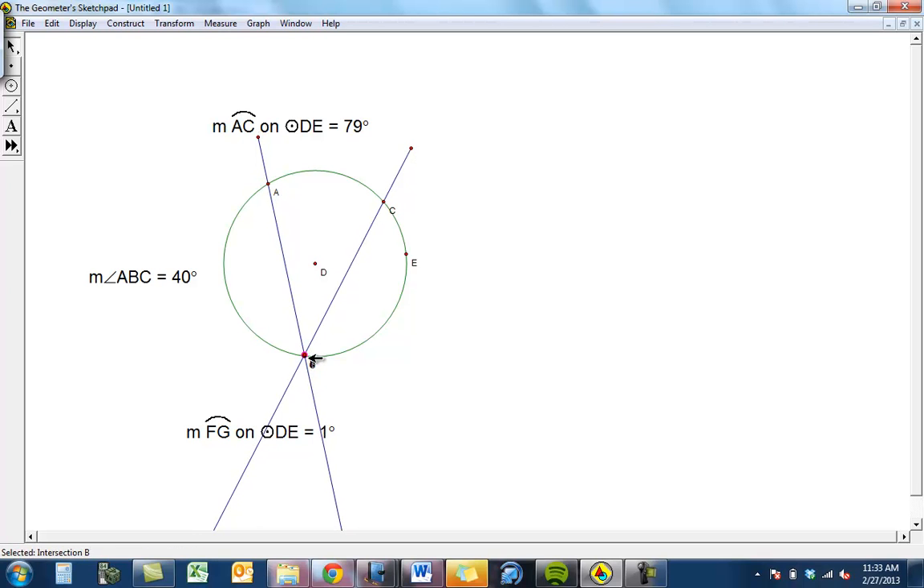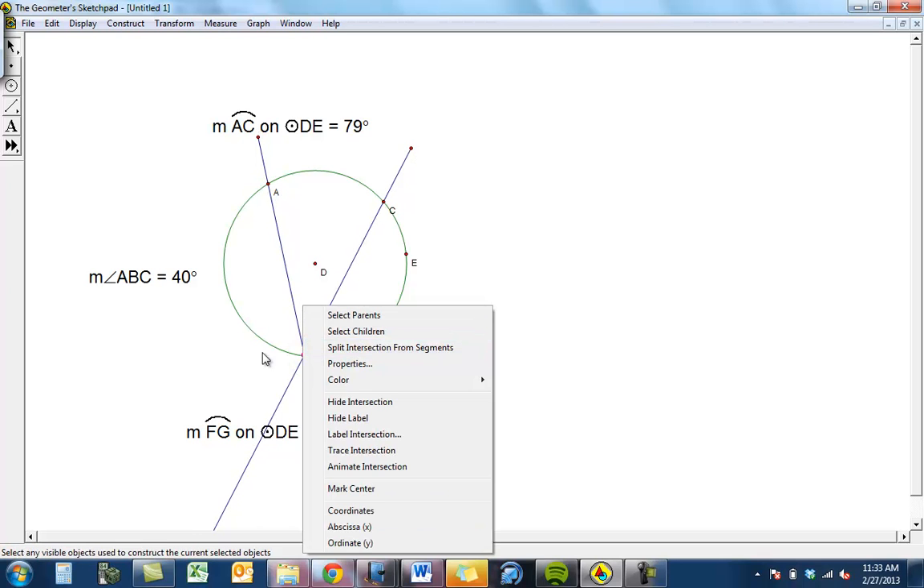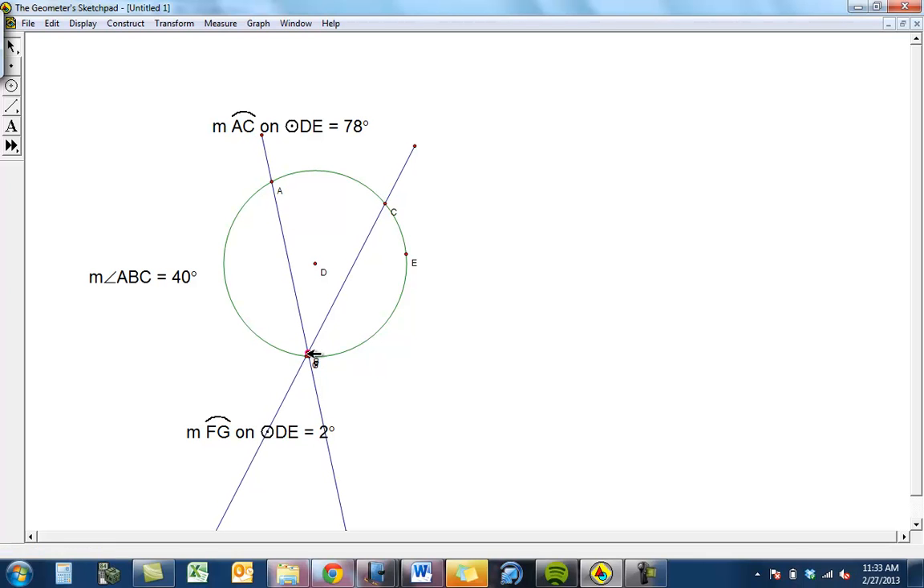on the vertex, or excuse me, until the vertex gets on the circle, then it's still the average. The only thing is the small arc is now 0. So 80 plus 0, half of that is still 40.